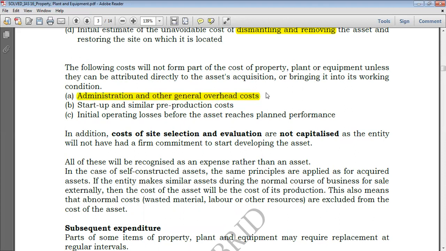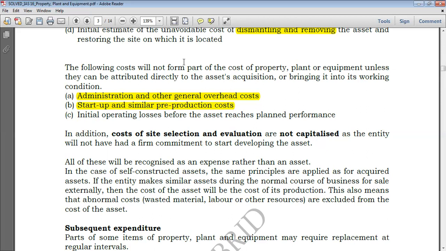Since these costs are normally not attributable to bringing the asset to its working condition, they are just ignored. Also, startup and similar pre-production costs. Let's say you had to bring some workers to help you, maybe to start production. Those costs are not part of the asset, because the asset was ready for use, but you have just not started the production. Once the asset is ready for use, you cannot capitalize any more costs, unless it's something very critical.